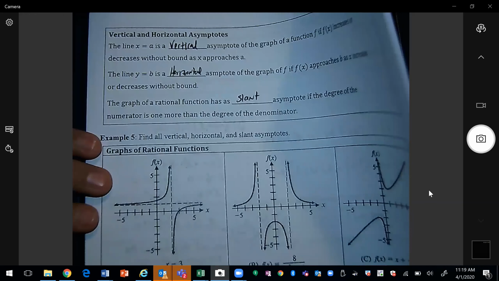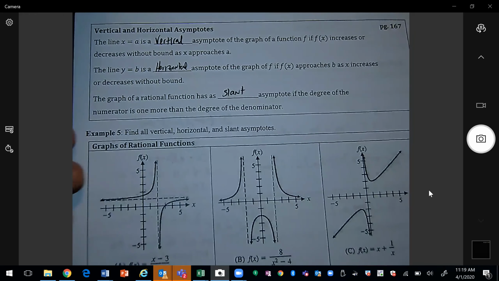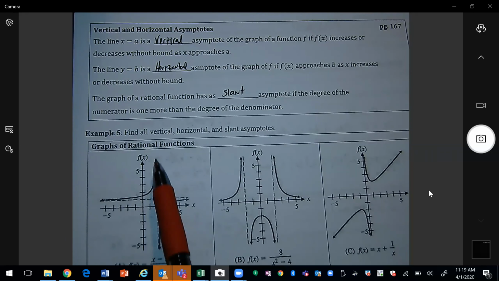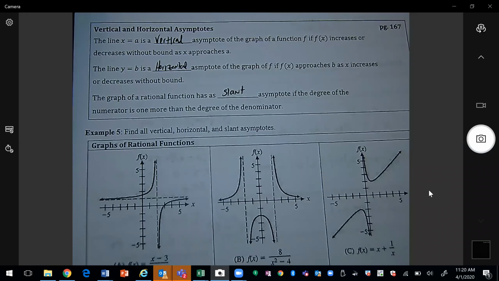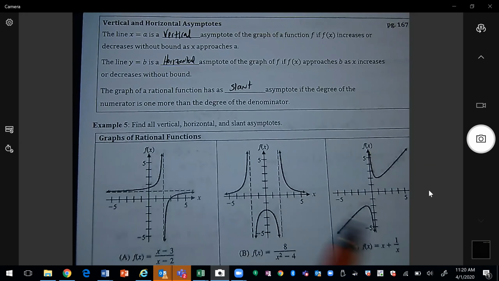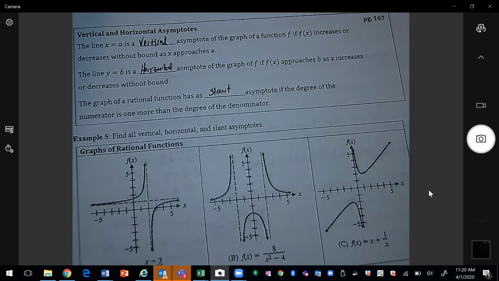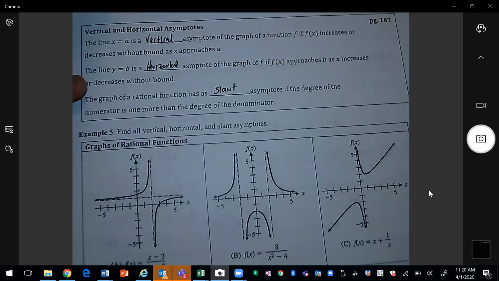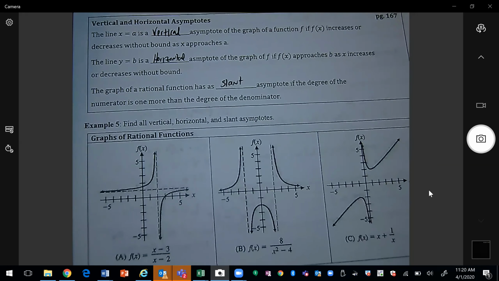On the next page, we're going to be looking at vertical and horizontal and slant asymptotes. Basically, a vertical asymptote is a line where the graph is going to get really, really close, but it's not going to touch it. It's not going to reach it. And a horizontal one is the same, but it's going to be a horizontal line. And then the slant one is going to be a little bit different, which we'll talk about when we get there in a second.